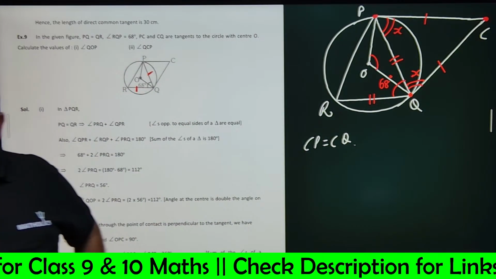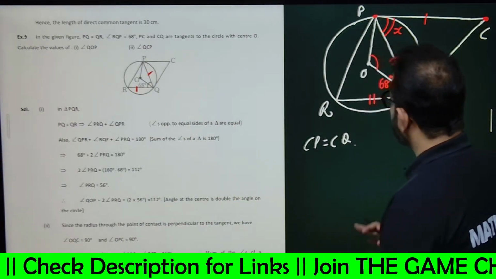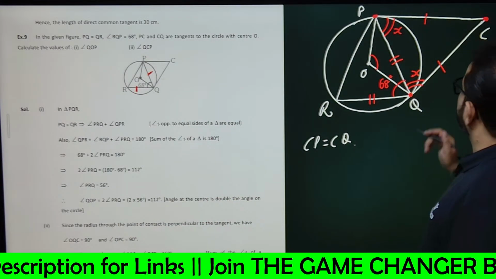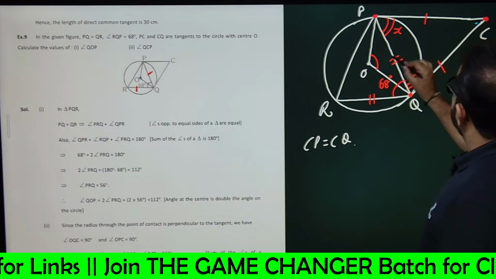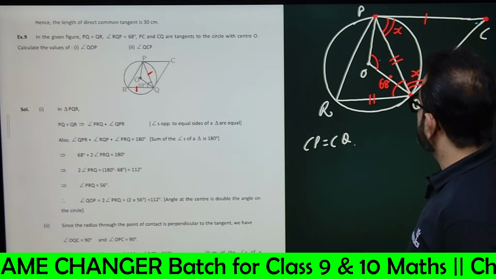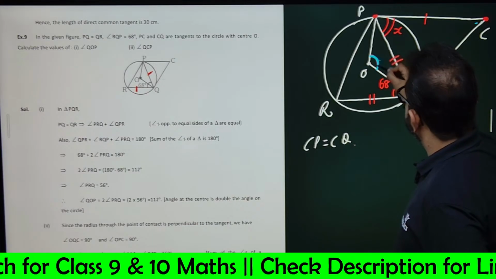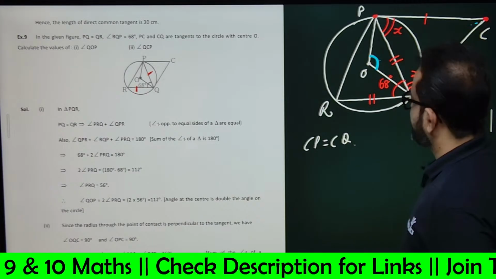Check out what I am saying right now, and follow the colors, okay? We have to find what? We have to find first this angle and this angle. These two angles we have to find out, right? Angle QOP, that means this angle I have to find out, and this angle I have to find out.